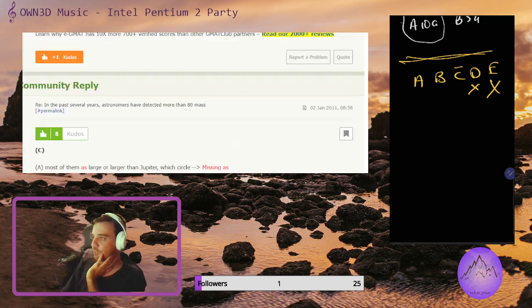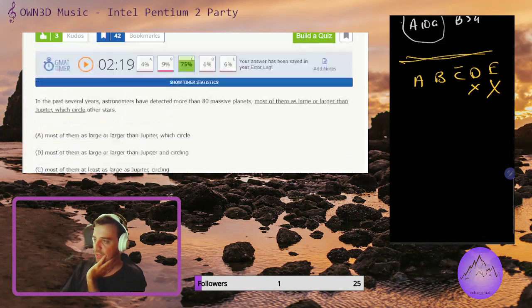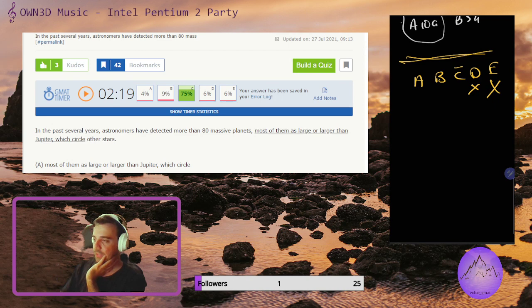All right, well, I think that's enough reviewing that. I think that kind of makes sense. Mostly is a problem because it's modifying the wrong thing. So that rules out D, E, and A. We're left with B and C.